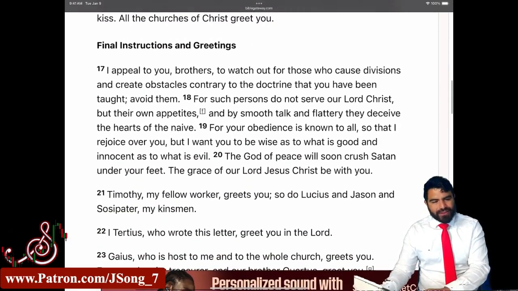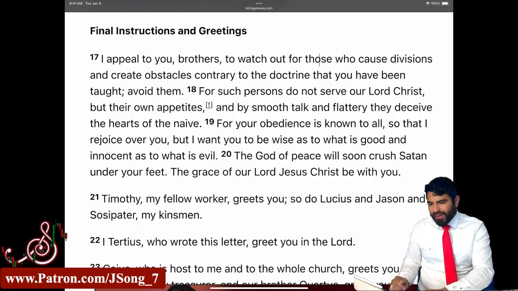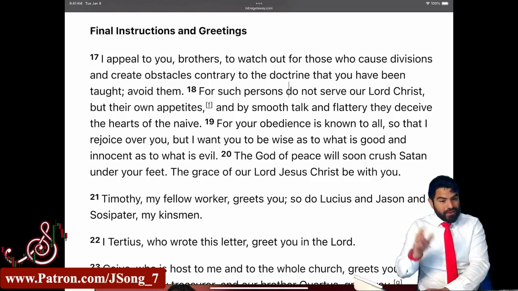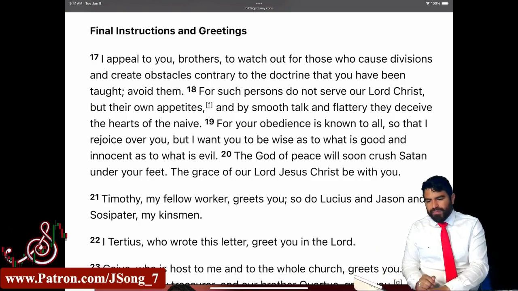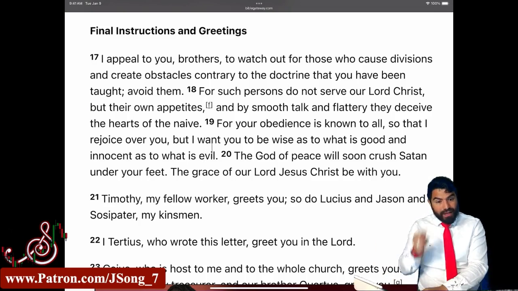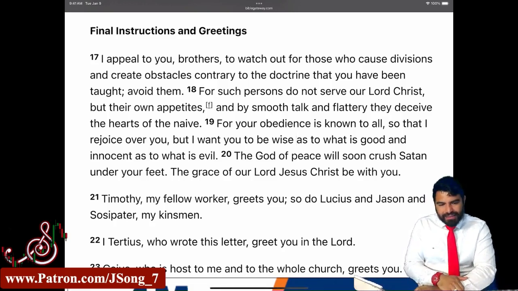And then he still warns us, watch out for that evil stuff. Watch out for those who are trying to split apart things. Watch for those who are trying to flatter and deceive you. It's not genuine. Okay? But be innocent to what's evil and be wise. The Bible tells us to be wise as a serpent, but harmless as a dove.